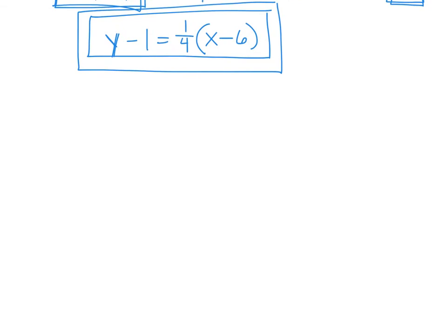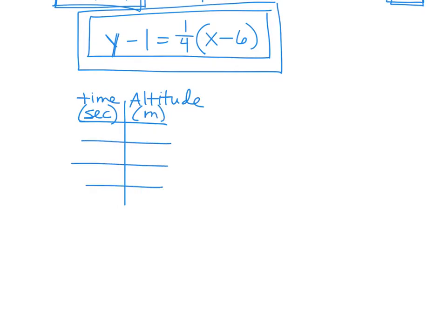Okay, last question. Let's say you have a T-chart. This is my very last thing to show you for the day. So time in seconds, and then altitude in meters. All right. So let's say this is what it looks like. 10, 30.